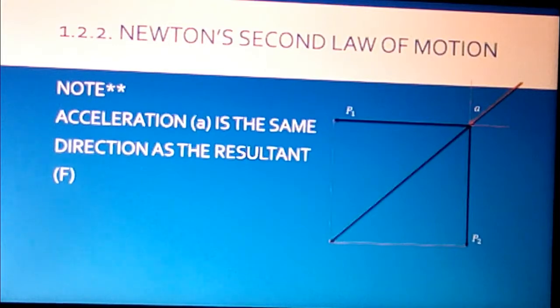Take note that the acceleration, denoted as A, is in the same direction as the resultant F. As you can see, the A here is the same as this resultant line, resultant F.